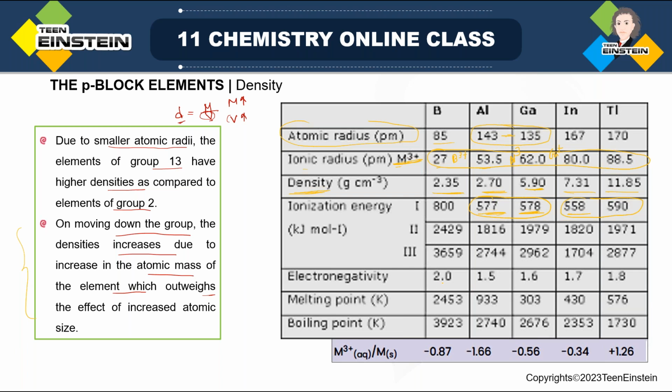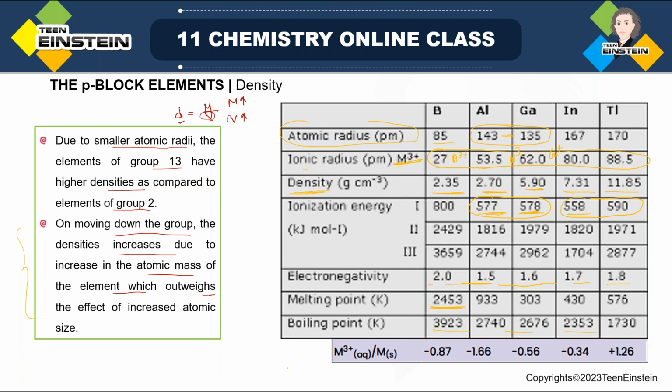Electronegativity: when you're moving from boron to aluminium, there is a decrease, and that is expected. But after that, there is a slight increase, which is not expected, right? But the observation is so. Melting point: these two values we have already seen. This is unusually high, and for boiling point there is a smooth decrease as you are moving down.